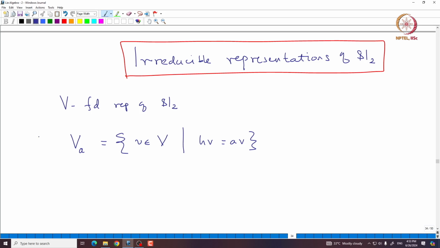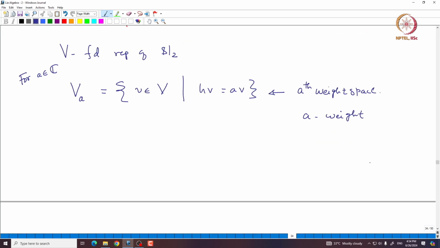We are going to just see the action of x on this. So, for A in C, this is called the A-th eigenspace, or weight space. If we take this weight space corresponding to the weight A, then A is called a weight. Then we are going to see how the other basis elements of SL2 act on this.